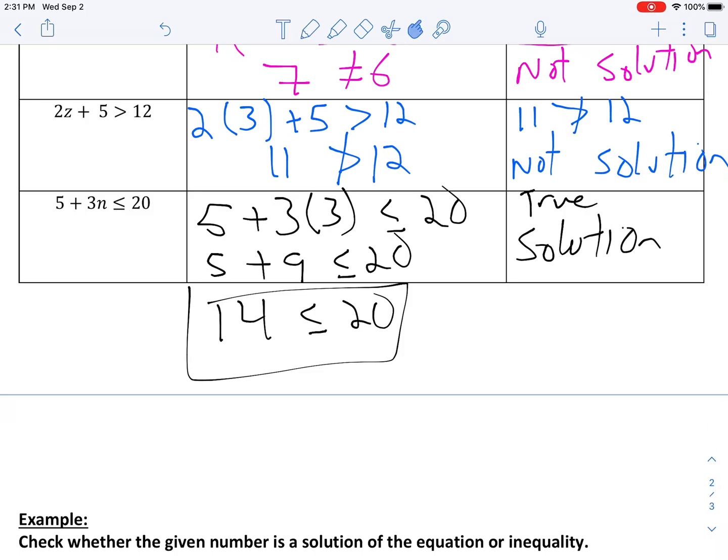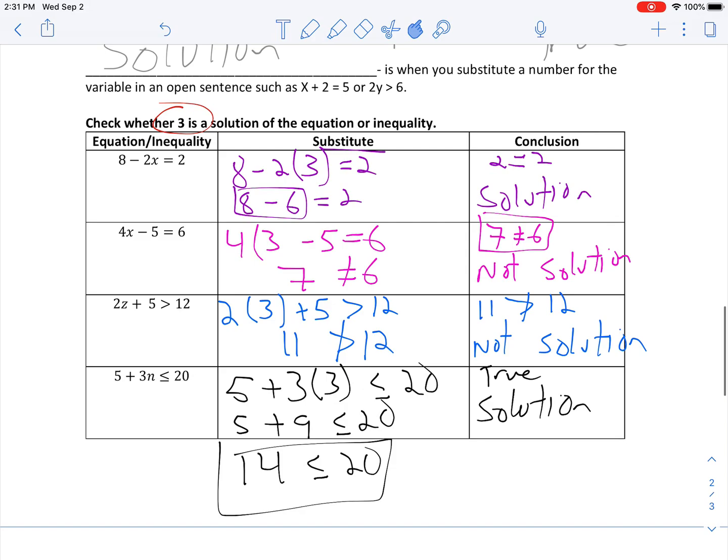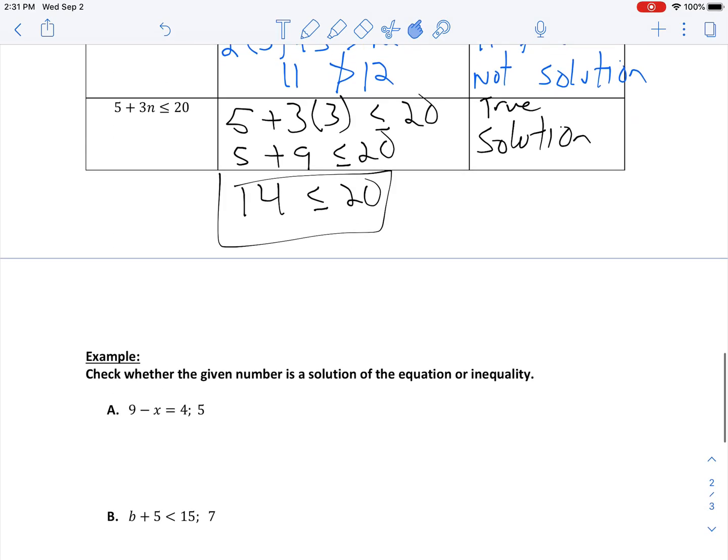So again, whenever you're checking a solution, you're going to substitute whatever you think the solution is into the original equation, and you need to see if you get a true conclusion or a false conclusion. If it's a true conclusion, the statement is a solution. If it's a false statement, that is not a solution to the equation or inequality.